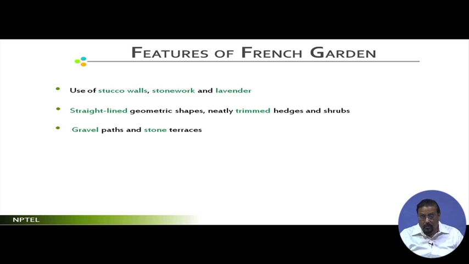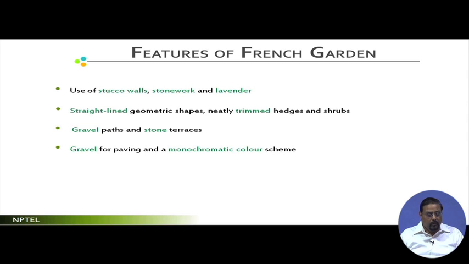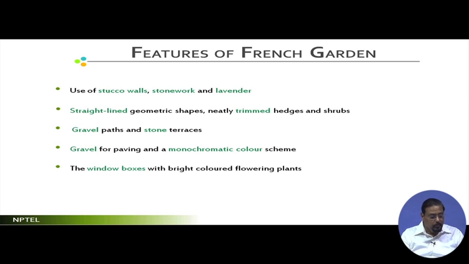Gravel paths and stone terraces were different features. Sometimes the gravel paths were of a monochromatic nature, meaning all the gravels were of the same color. It's not mixed; it's whitish, maybe slightly brownish, but a monochromatic color hue that they brought in. All these were experimented with. They had window boxes.